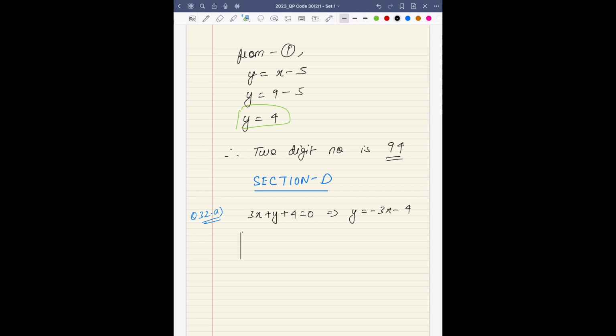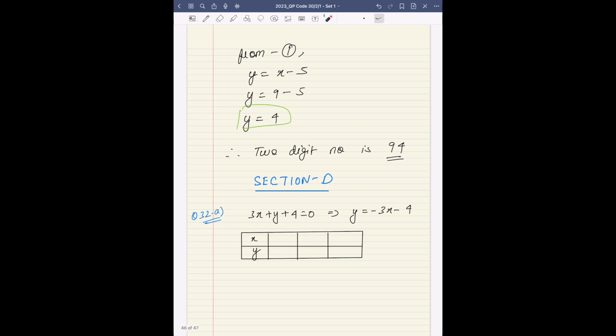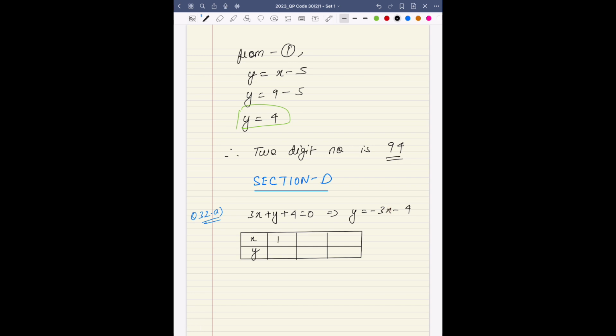Let's form a small table. So we will need three coordinates. Remember, two coordinates is more than enough to plot a line, but for your examinations, they expect you to plot 3 points or three coordinates. This is x, this is y. If you take x as 1, you will get y as minus 3 minus 4. In short, minus 7.